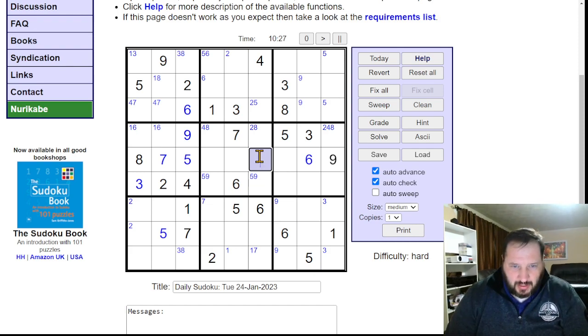Let's see what else we have here really quick. A 5 and a 9. So that tells us we know what these three numbers are. We need a 1. Okay, it can't be here. There's a 1, 2, 3, 4, 5, 6. Okay, we need a 7.